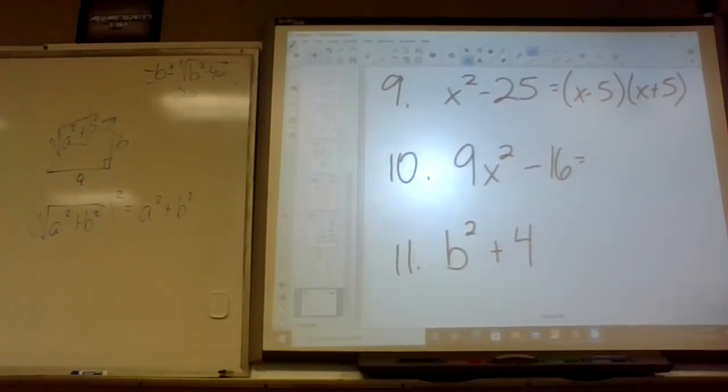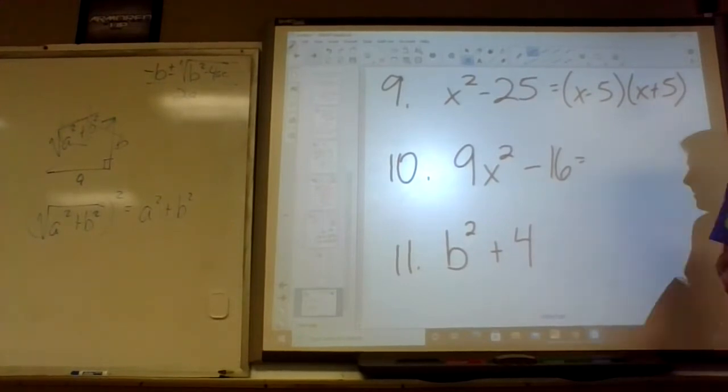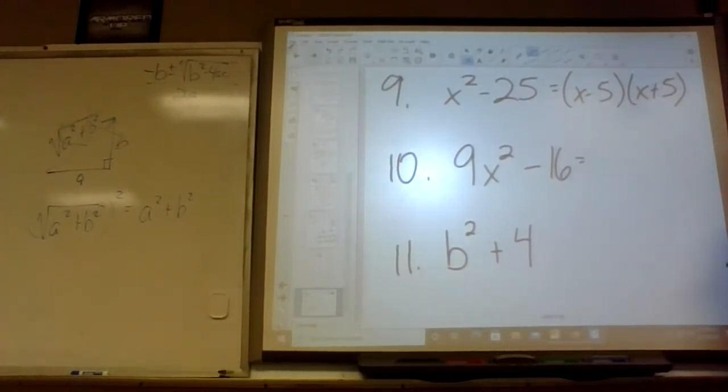Quadratic formula is negative b plus. We probably wouldn't learn anything because we'd be cracking up too much. What's the answer? 6.